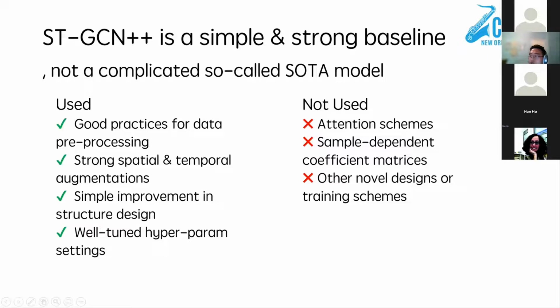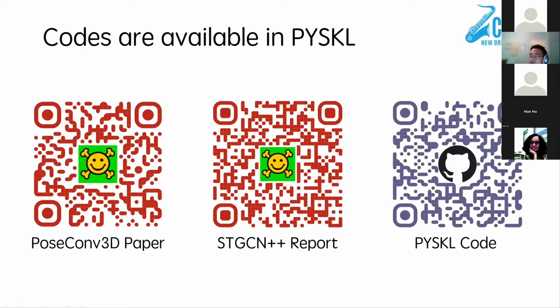And if you are interested in PoseC3D or ST-GCN++, the two skeleton action recognizers we presented, you can scan the QR code and find more details in our papers. Besides, all codes for the two models are released in our skeleton action recognition code base, PYSKL.